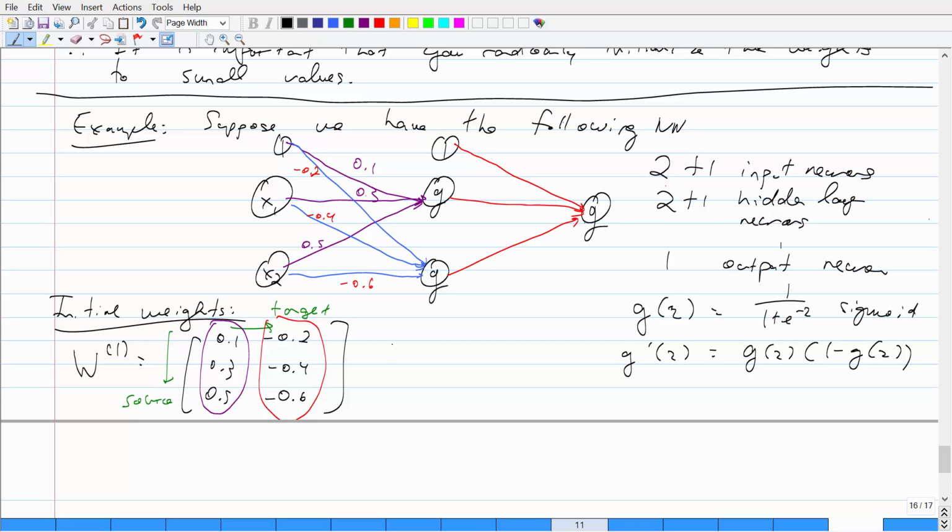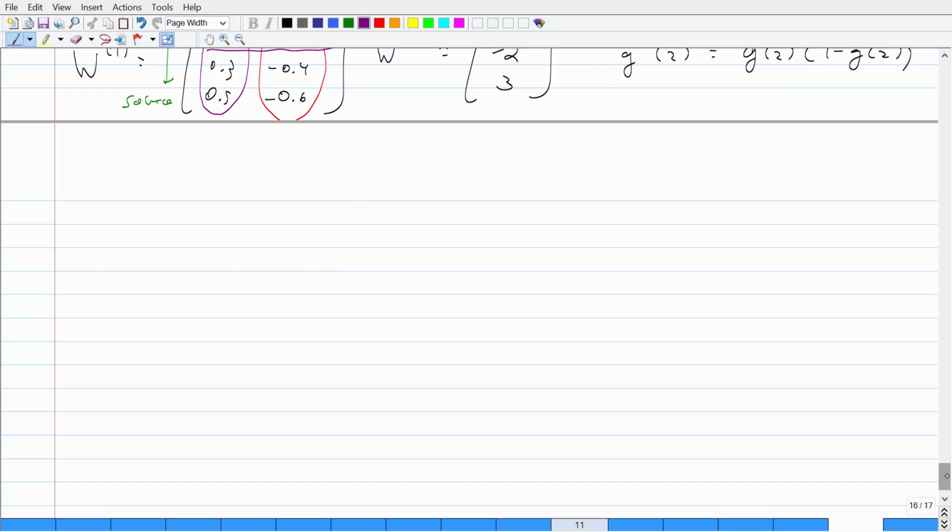And then we have the weight matrix for the second layer. It's equal to 1, minus 2, and 3. So this is saying that for each source node that we have, this is the bias. So we have 1, minus 2, and 3. Those are our initial weights.